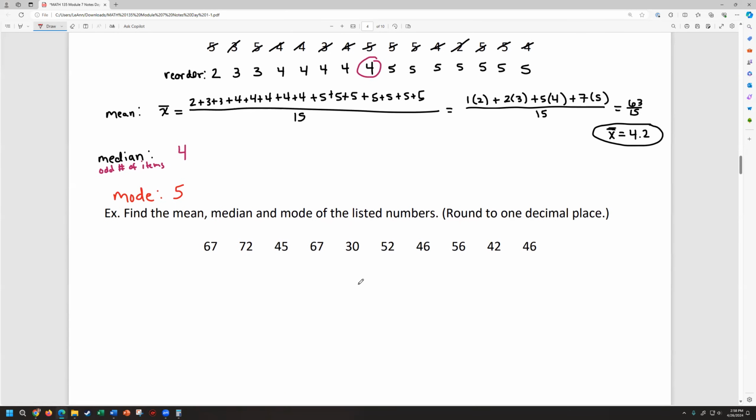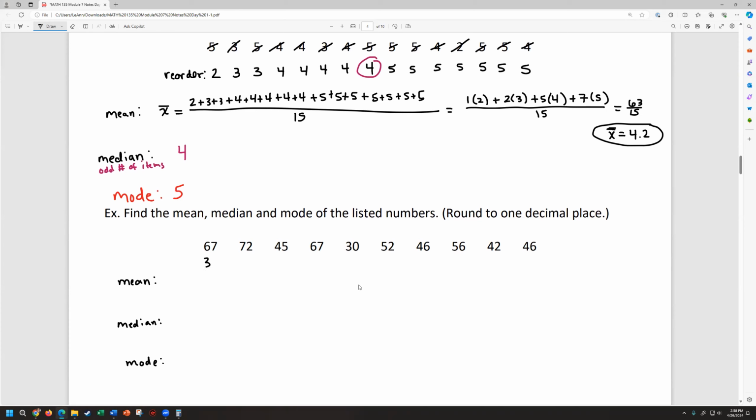All right, let's do another one of these. So it says find the mean, median, and mode of the listed numbers, rounding to one decimal place. So I have the mean and the median and the mode. I'm going to find all of those. And I'm going to put these in order from least to greatest again.